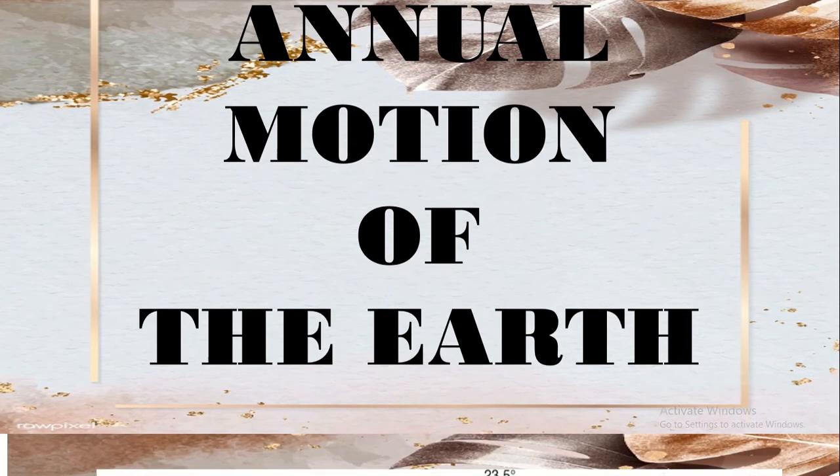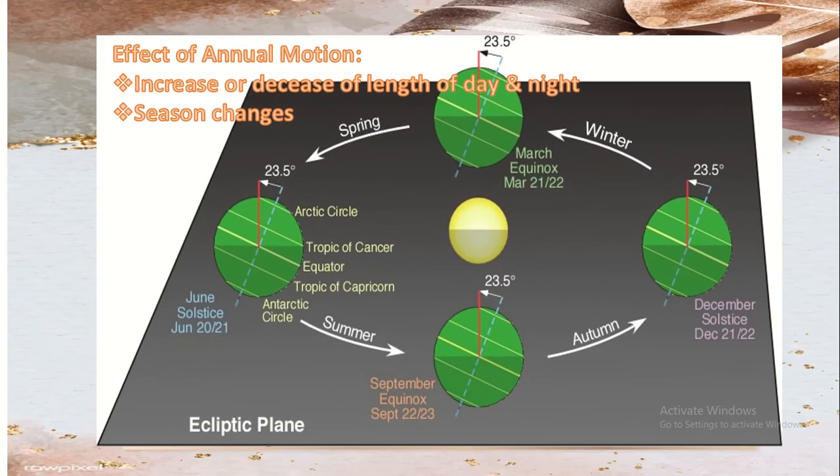You know, the earth moves round the sun continuously on its own axis through a certain semicircular orbit, in a certain direction and in a certain duration. And such rotation of earth from the west to the east is called the annual motion.